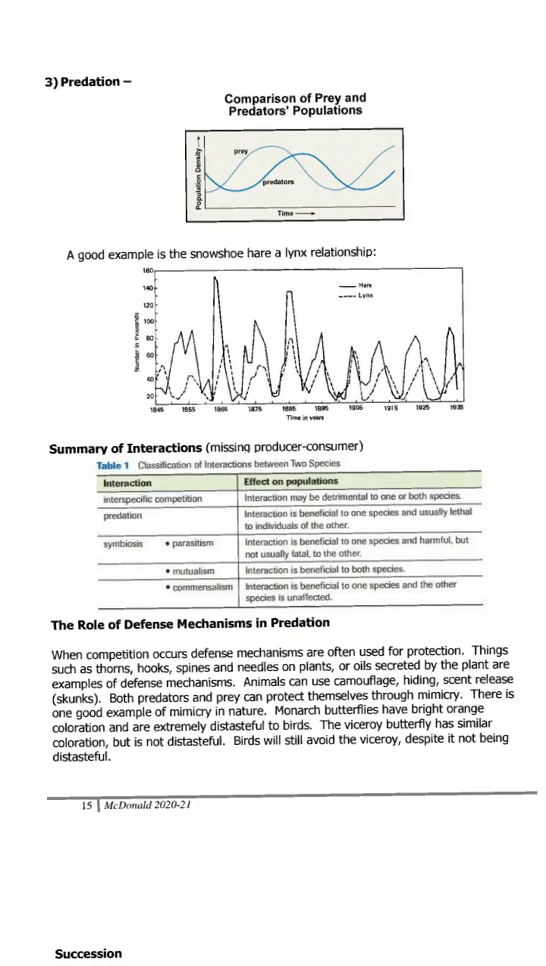Predation is the last concept in terms of relationships between organisms, and predation always has this sort of offset cyclical graph, where as the predator density goes down, the prey population goes up because there's less predators eating the prey. But then as the prey population goes up, there's more prey for the predators to eat.